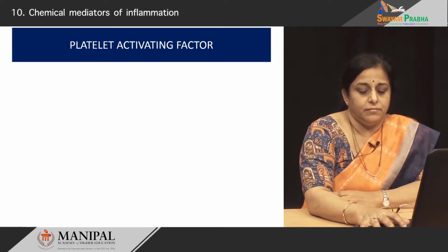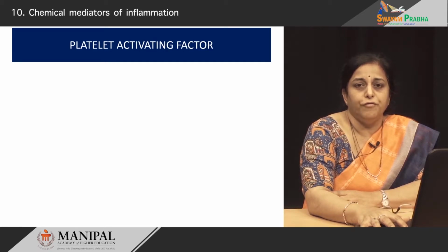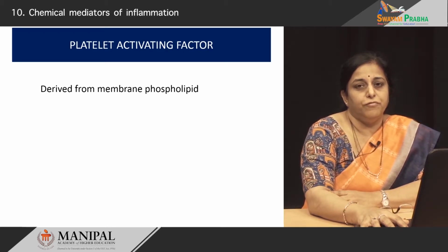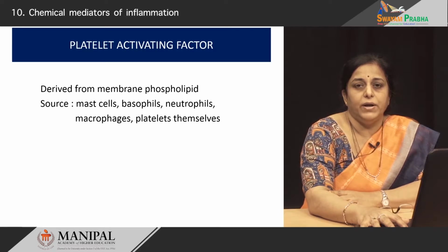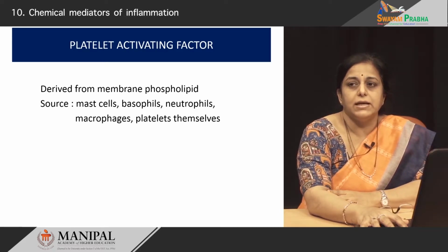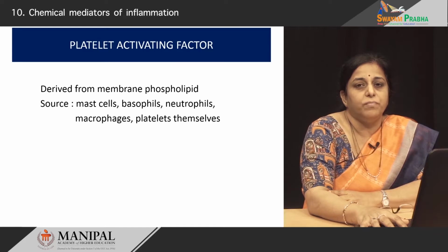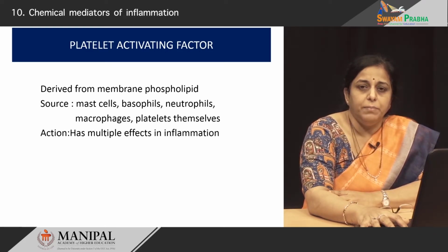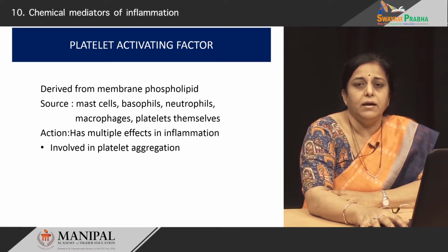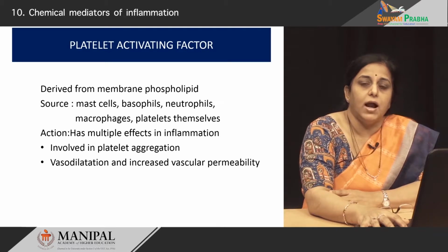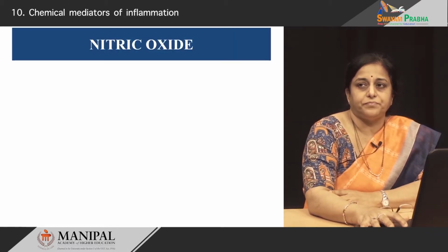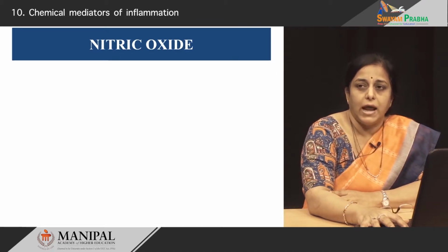The next cell derived molecule is platelet activating factor. It is also generated from the membrane phospholipid, just like leukotrienes and prostaglandins. The sources of platelet activating factor are the mast cells, basophils, neutrophils, macrophages and platelets themselves. So, you can see a wide range of cells that produce platelet activating factor. It has multiple effects in inflammation, one of them being platelet aggregation. So, it is produced by platelets and it activates platelets and causes aggregation of platelets, and also it causes vasodilatation and increased vascular permeability.